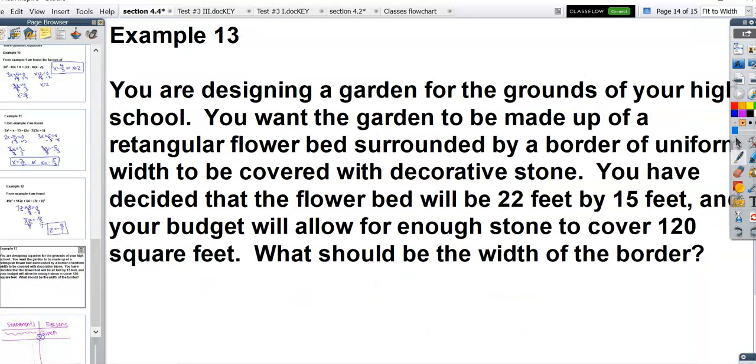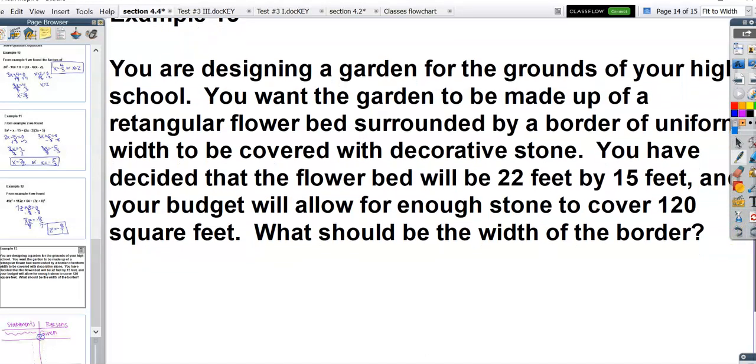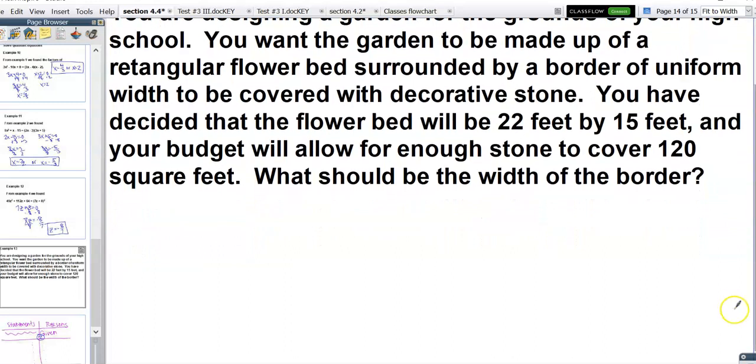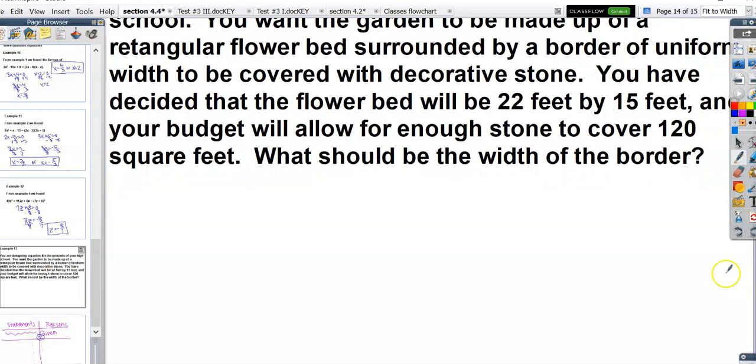All right, last example. We're designing a garden for the grounds of our high school. We want the garden to be made of a rectangular bed surrounded by decorative stone that'll have a uniform width throughout. The flower bed will be 22 feet by 15 feet, and the budget we have will allow 420 square feet of stone. Let's draw a picture.